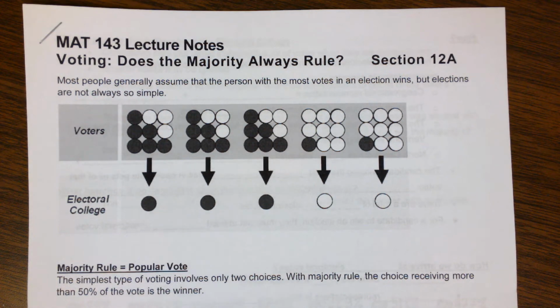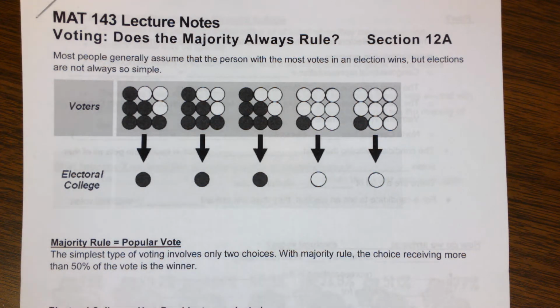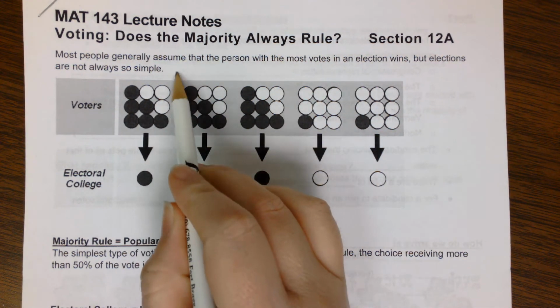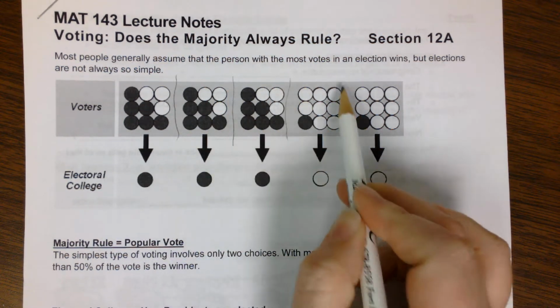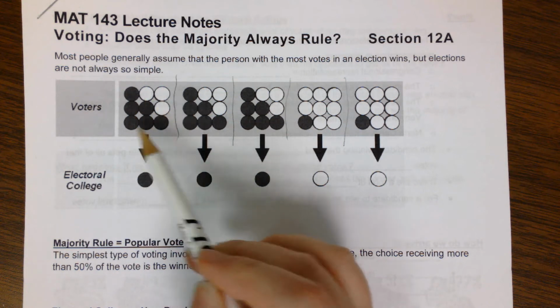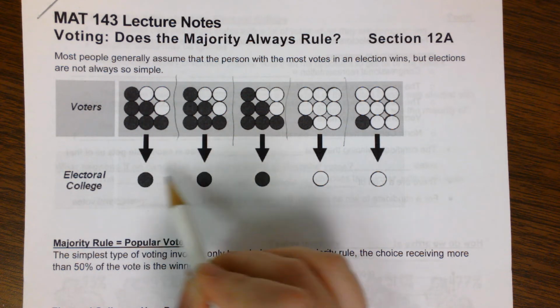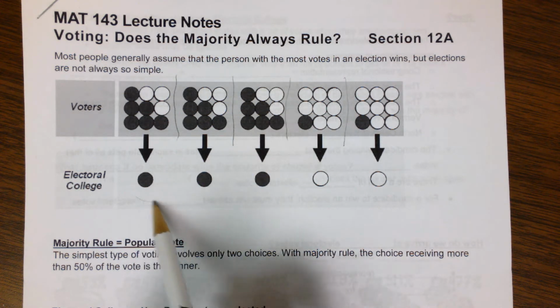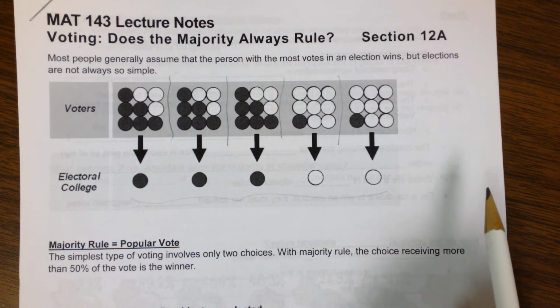Okay, 12A, we're going to talk about voting and the Electoral College. The way voting works is that the country is set up in different sections, and each section is going to have its own little mini vote, and that person's going to win. And then the winner of the election is going to be the winner of this Electoral College vote.